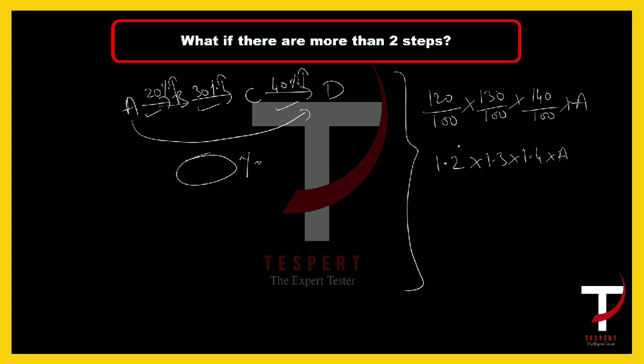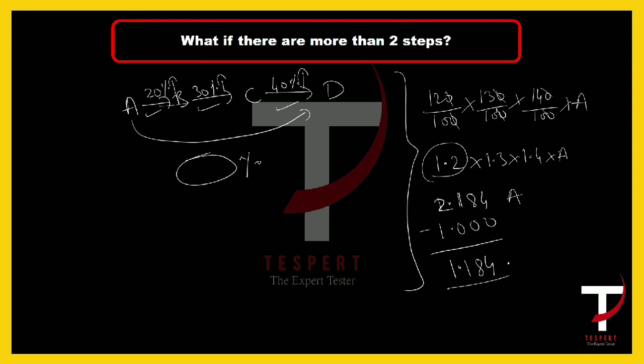See, how did we arrive at 1.2? Just cancel this, 12 by 10, which is 1.2, right? So cancel this, we will get this value. So if we multiply this, what will be the answer? 2.184. Okay, 2.184. So just deduct 1 from it. What do we get? We get 1.184. In order to change this decimal into percentage, we must multiply it with 100.